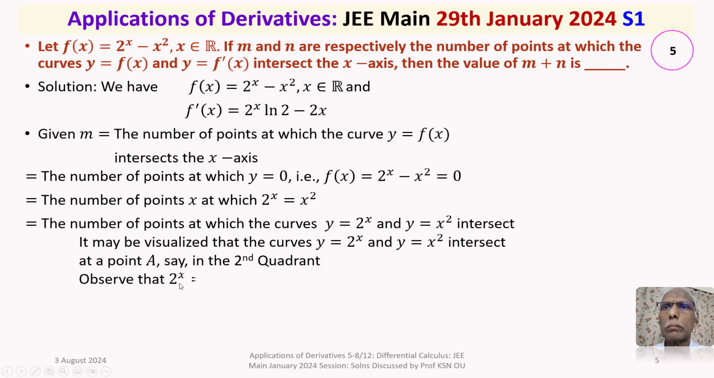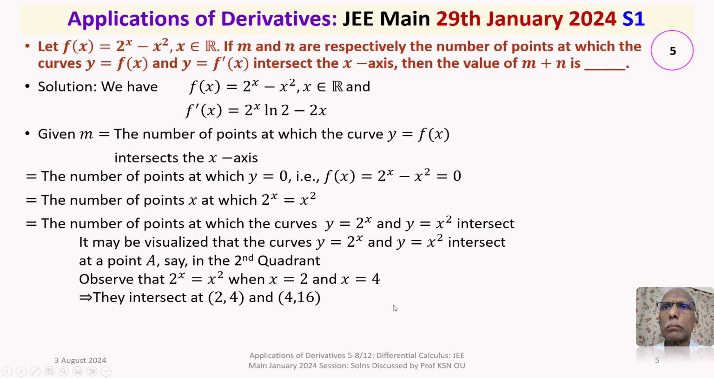Right. Observe that when you substitute x is equal to 2, 2 power x is equal to x square: 2 square is equal to 2 square, that is 4. Right. And when you substitute x is equal to 4, 2 power 4 is 4 square, both sides are 16. That means y is equal to 2 power x and y is equal to x square intersect at the points (2, 4) and (4, 16). So these are the 2 points, besides the earlier point A.